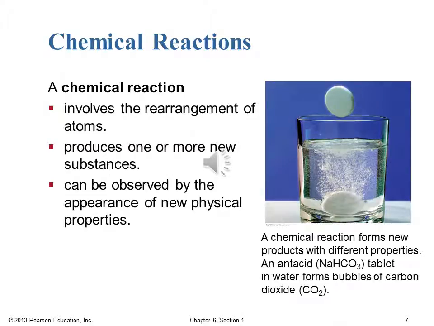So as I've already said, a chemical reaction involves the rearrangement of atoms. At the most fundamental level, we are actually changing the bonding partners of these atoms. Therefore, we produce one or more new substances, and we can observe this by the appearance of new physical properties. So even if you didn't catch these chemical change evidences, maybe they were subtle, we can investigate the products and find that there are new and different physical properties present.